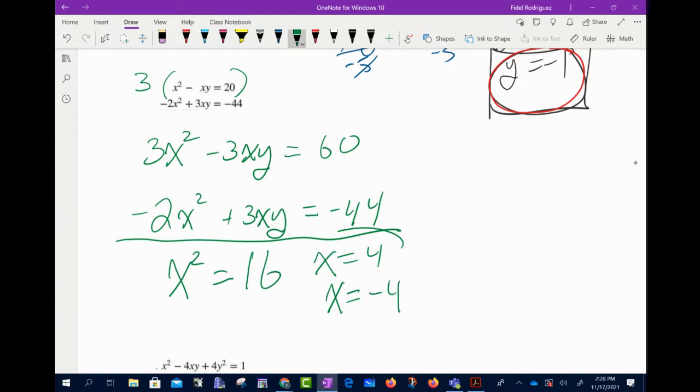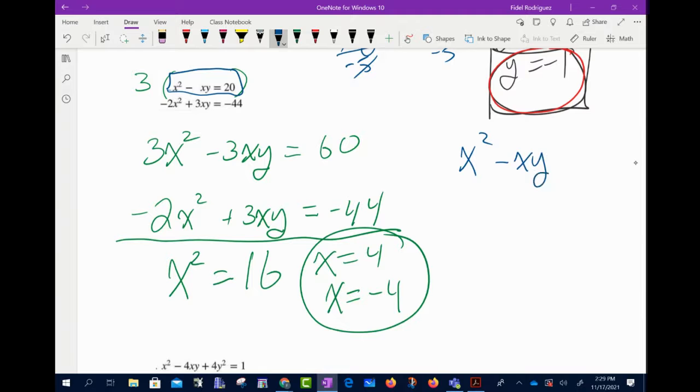x equals positive 4, x equals negative 4. Okay, so now we need to take those numbers and plug them in so we can find our value of y. I kind of like this top equation right here. It just looks a little bit simpler. Look, it's x squared minus xy equals 20.